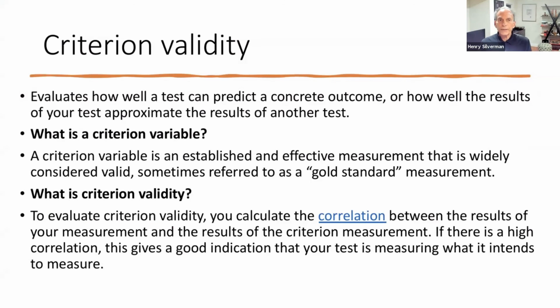So lastly, we have this concept called criterion validity, and it's the final test of validity. You want to evaluate how well a test can predict a concrete outcome, or how well the results of your test approximate the results of another test, which is usually referred to as the gold standard. So what is criterion validity? To evaluate criterion validity, you calculate the correlation between the results of your measurement and the results of the gold standard. If there is a high correlation, that gives a good indication that your test is measuring what it intends to measure.